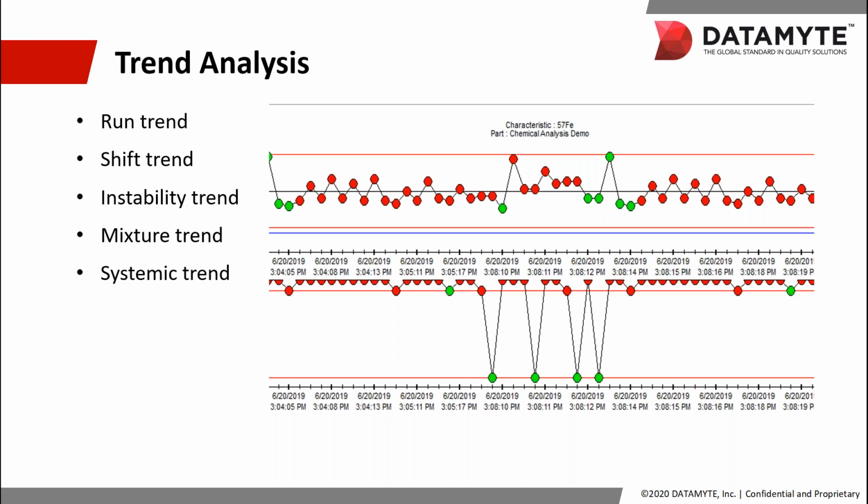This chart is showing the systemic trend. A systemic variable condition occurs with a number of subgroups X systemically alternating on either side of the center line.